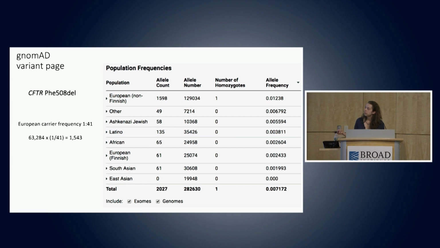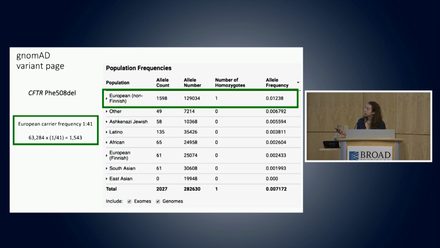And so this is the number of Europeans who are genotyped at this site, which is this number divided by 2, times 1 in 41. So we expect to see 1,543 carriers in the general population of this size, and we see 1,598, so that's pretty good. So it seems to be working well.